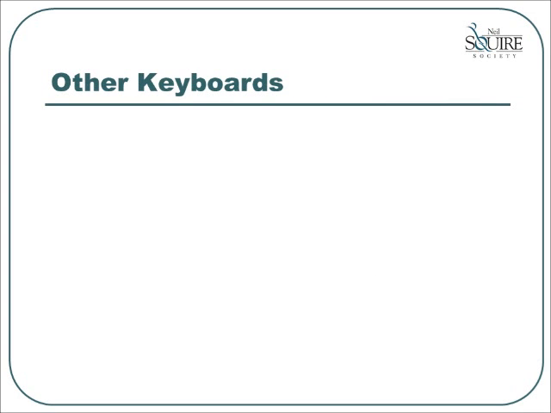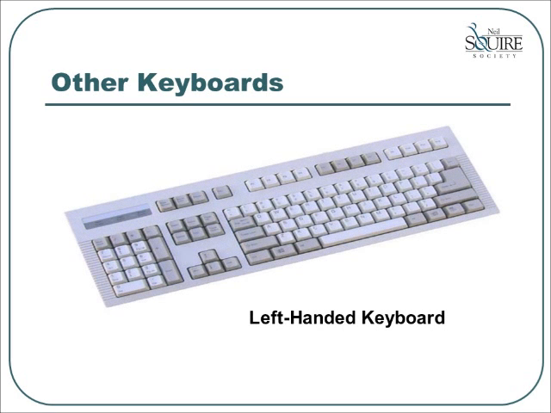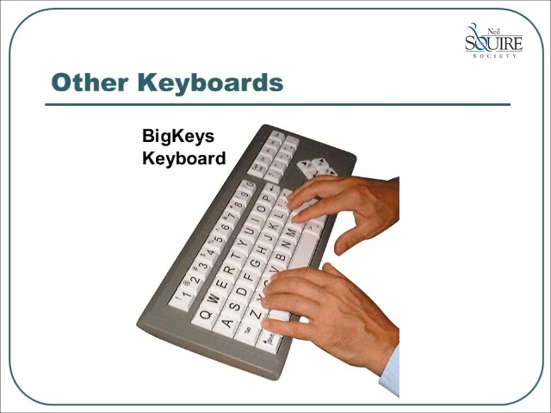There are some other keyboards which do not fit into any of the previous categories. The first one is the left-handed keyboard. This is similar to a standard keyboard, however, the numeric keypad is now on the left side. The Big Keys keyboard. Each one of the keys on this keyboard is 1 inch square. This keyboard might be recommended for someone who has a vision impairment, or someone who has a physical impairment which makes it difficult for them to press the smaller keys on a standard keyboard.